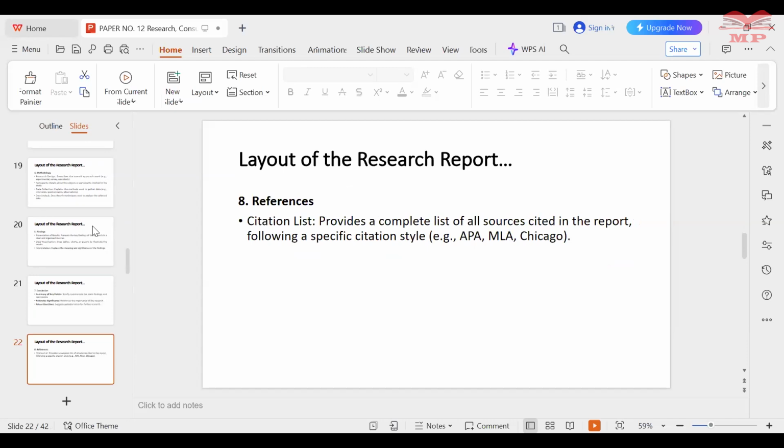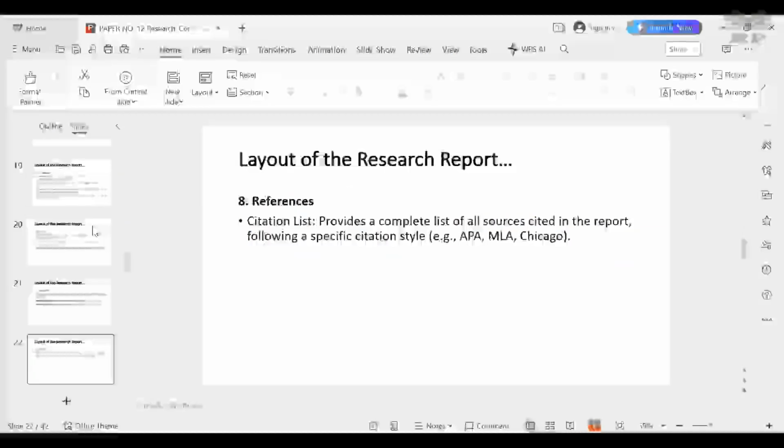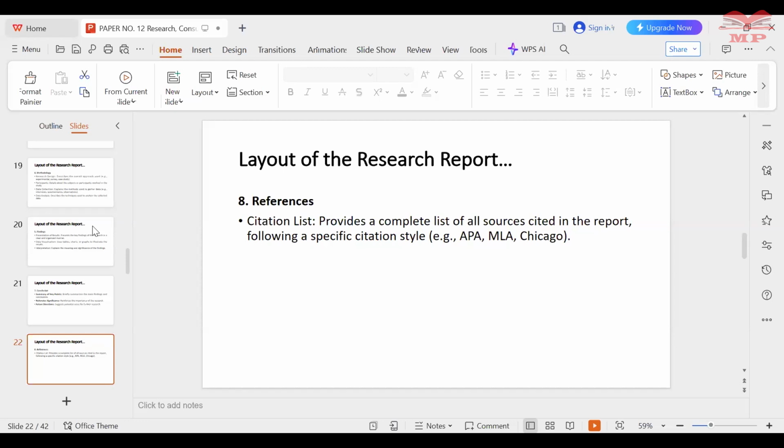The eighth part of the layout of the research report is the references. When it comes to the references, you may have a citation list. This citation list should provide a complete list of all sources that are cited in the report, following a specific citation style, whether it is APA, MLA, or Chicago style, for example.